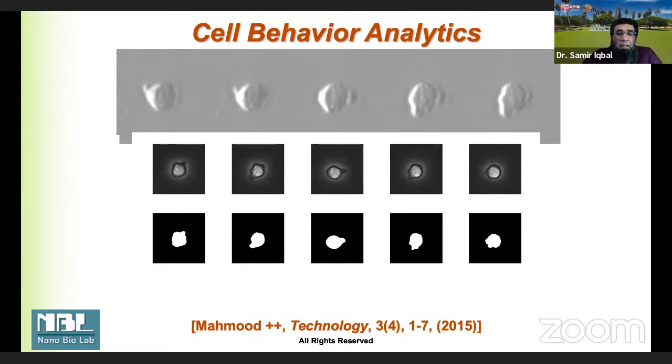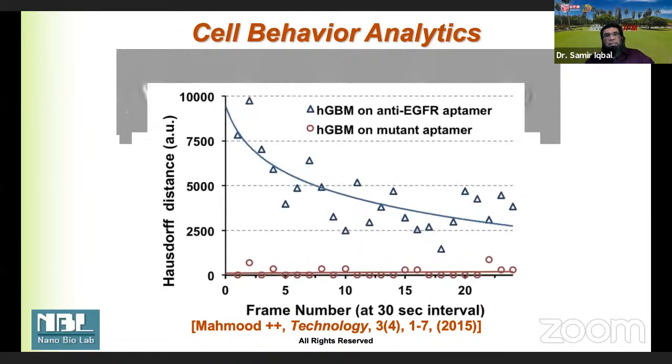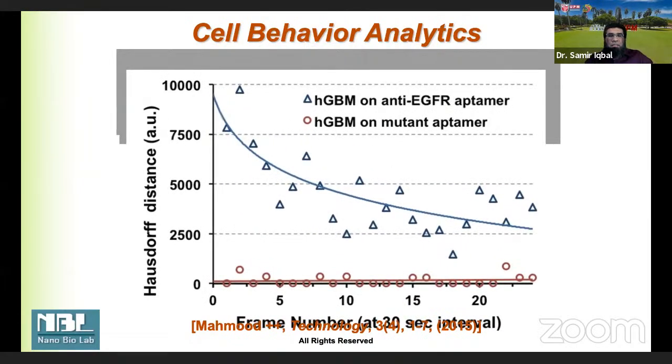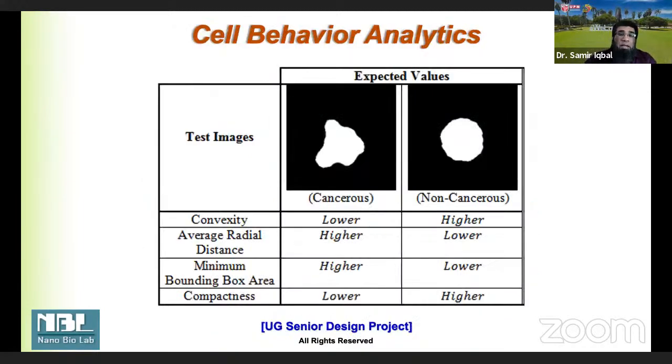So we can define a bunch of metrics and look at those boundary changes in terms of those functions that we can define to separate out normal cell from tumor cell. And that's what was done. This is just one example of one feature, which is Hausdorff distance, and there is a definition of that. If you look at that over time for a cancer cell on an aptamer versus a cell on a surface which has a mutant aptamer where there's no binding happening, we see a big difference.